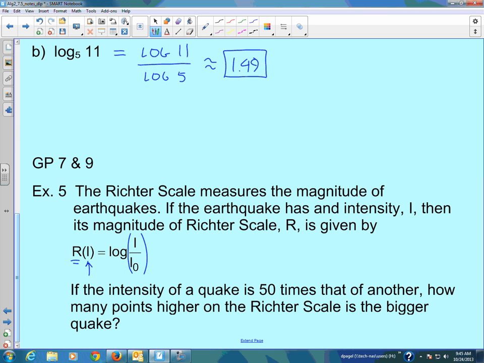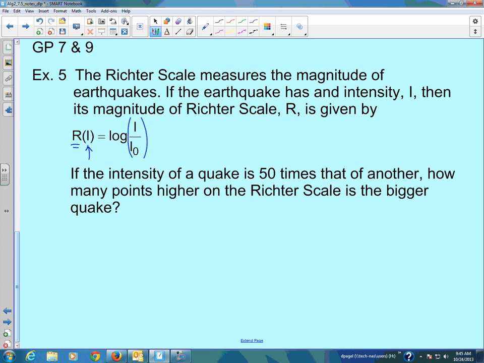Well, those Richter scale numbers, an 8.0 quake versus an 8.2 quake, tell you how much larger the intensity of the quake was. So we're going to find out, on the Richter scale for this particular problem, what if one quake was 50 times larger than another one? So 50 times, we're talking about intensity here. All right, so how do I use this equation?